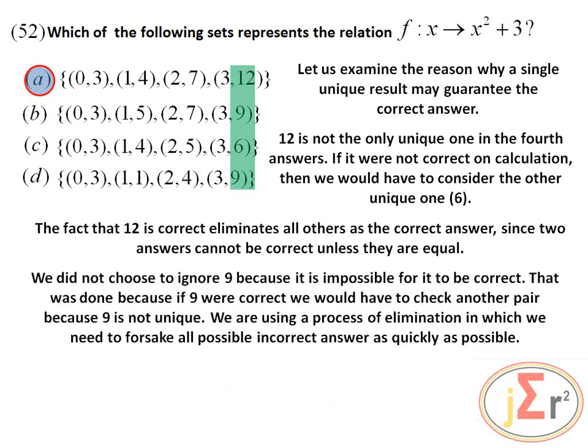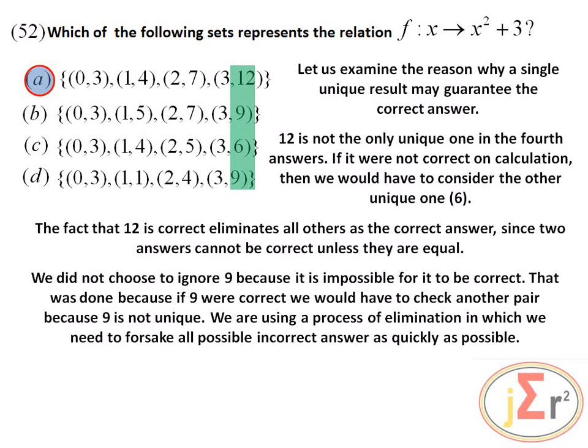We did not choose to ignore 9 because it is impossible for it to be correct. That was done because if 9 were correct, we would have to check another pair because 9 is not unique. We ignore 9 because it is not unique. If it turned out that 9 is correct, we would have to choose something else. So we chose to ignore it because if it were correct, we would have to check another pair.